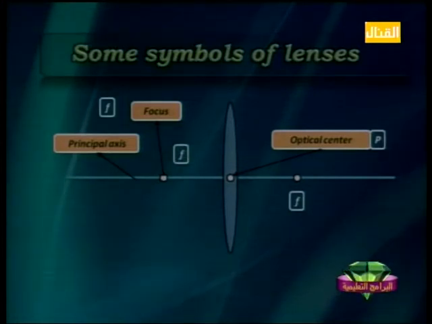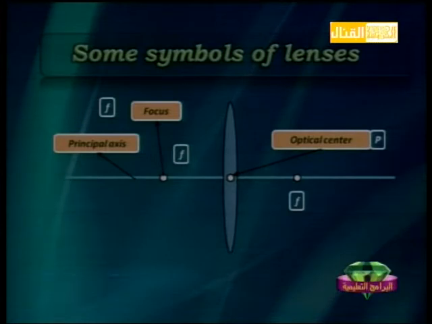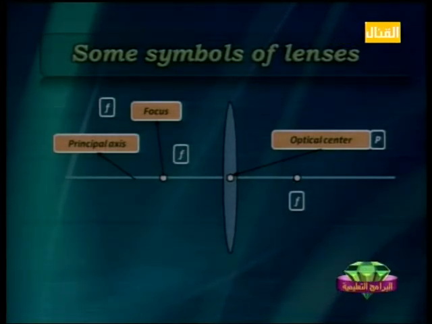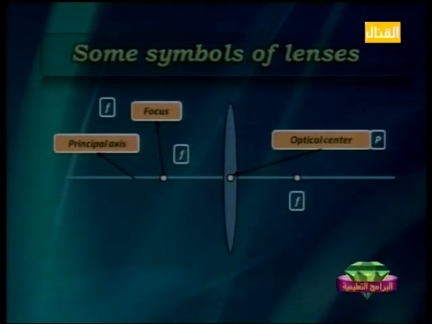So here we have the principal axis, again the straight line that passes through the optical center, and we have the optical center here at P. The symbol of the optical center is P, and this point is found at the midpoint of what? It is the midpoint of the convex lens or concave lens.